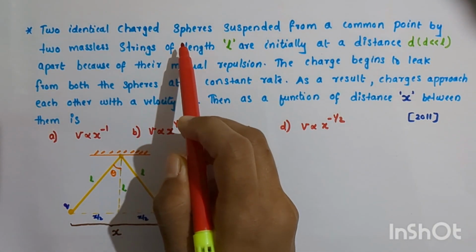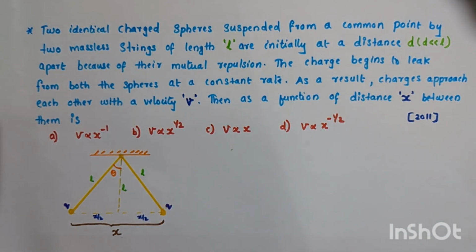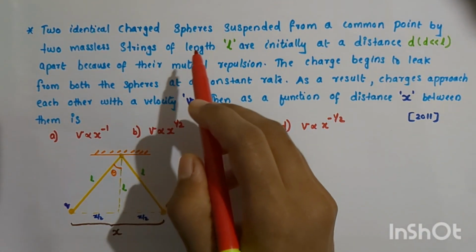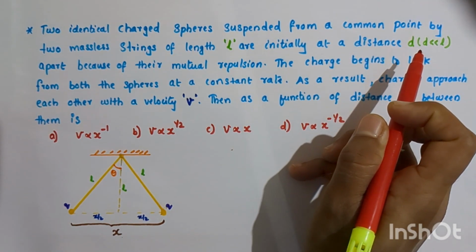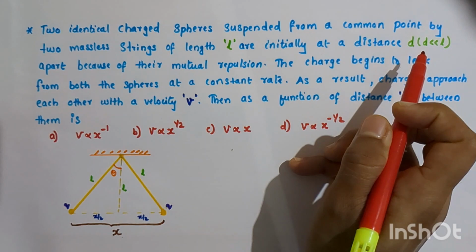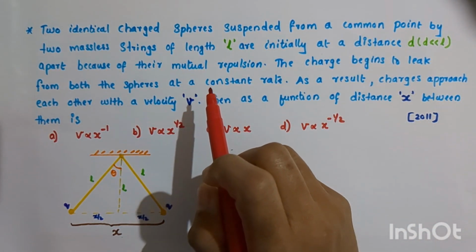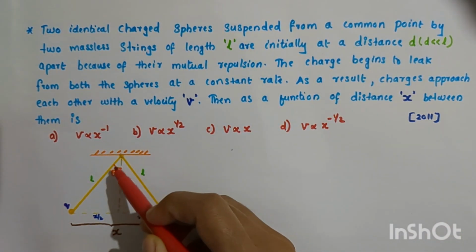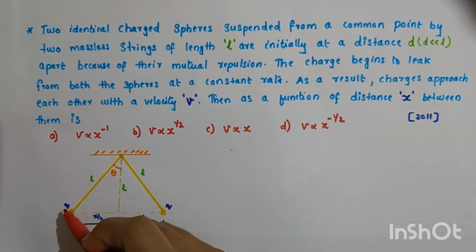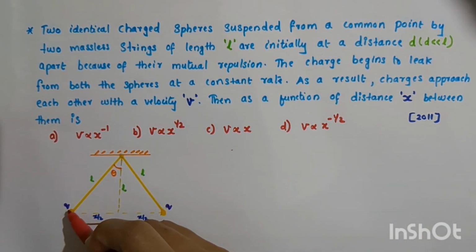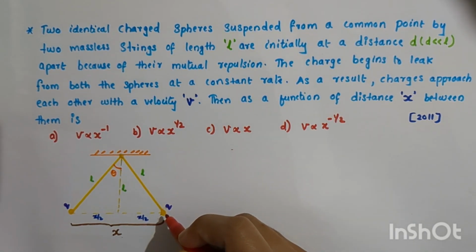Two identical charged spheres suspended from a common point by two massless strings of length L are initially at a distance d, which is very much less than the length of the string, apart because of their mutual repulsion. So you see this yellow colored one, this is the string and this is another string. Suppose there is a charged sphere of charge q here and another charged sphere of the same charge q here.